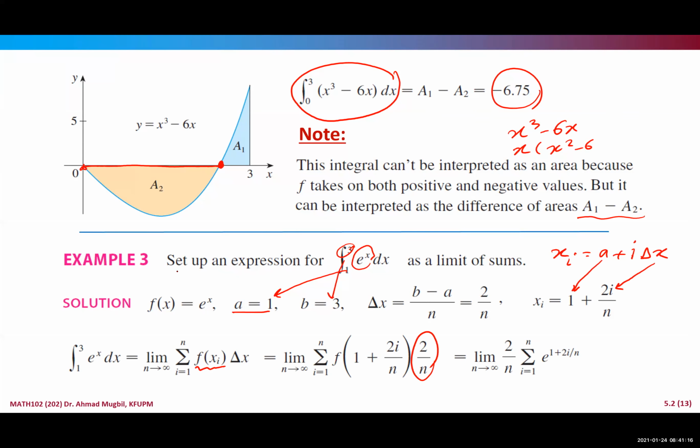And this is, of course, what he wants me to do: set up an expression for this as a limit. So this is as a limit. We can do that later as a definite integral very easily. Now we don't have a specific sum for this form.